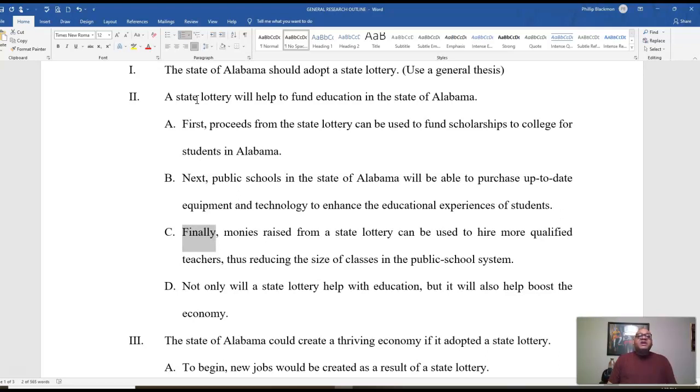Roman numeral number 2, a state lottery will help to fund education. Well, scholarships are a big part of education, right? Especially for students who are in college. That should be clear and logical, okay? Funding scholarships has everything to do with funding education, especially for students.